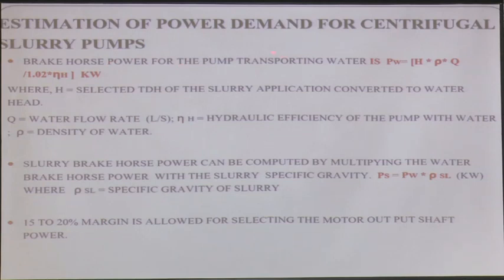The brake horsepower for the pump transporting water, PW, is equal to head times rho times Q divided by 1.02 times hydraulic efficiency. Now, what is this density? And here the Q is in liter per second. From meter cube per hour you have to convert it into liter per second, right. H is the selected TDH of the slurry application converted to water head. Q is the water flow rate in liter per second, eta H is the hydraulic efficiency of the pump.